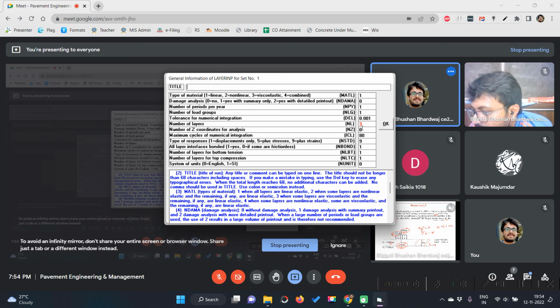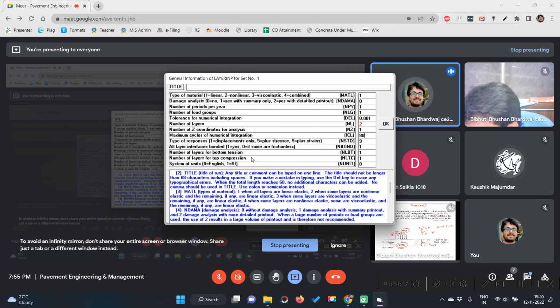That will be 1 only. Number of layers? So 2 layers. Number of Z coordinates for analysis, how many variation in Z? So 1 only, sorry. 1. Maximum cycles, it was 80, right? Type of response, unit what? Strain, right? So if you unit displacement plus stresses plus strain, so you get like 9.